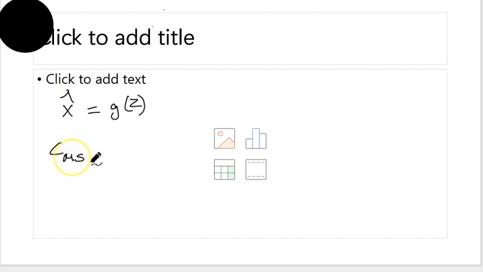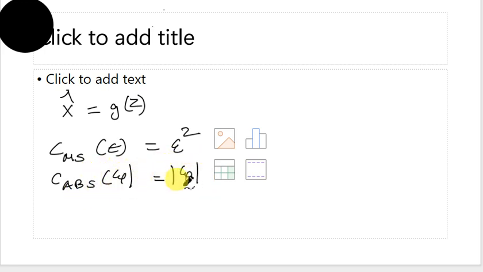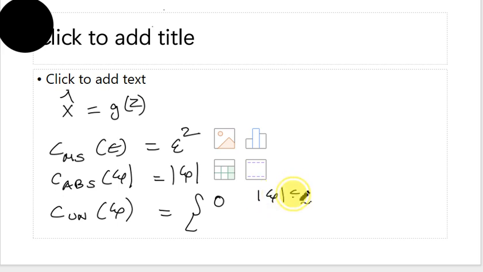We denote it as CMS of epsilon, that is mean square error, which is represented as epsilon squared, and then the C absolute value of epsilon, which is represented as mod epsilon, and C uniform error or uniform normalized error, or CUN of epsilon, which will take the value 0 for mod epsilon less than or equal to delta, and 1 for mod epsilon greater than delta. This is how we take this.